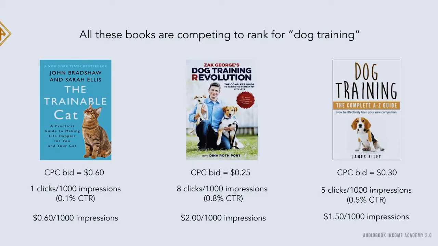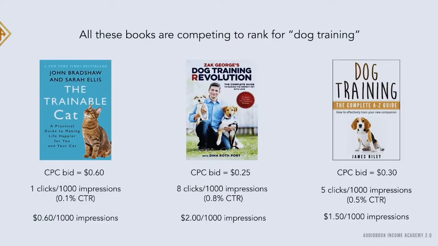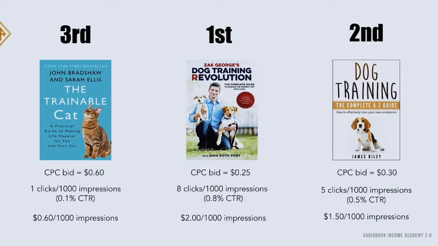So when you look at this and ask yourself what is going to make the most money for Amazon, the answer is the famous dog training book here in the middle. The one that actually had the lowest CPC bid. And it's all because it has by far the highest click-through rate. So in the end, that's the most powerful factor, your click-through rate. And let's show that graphic right there. That's how it's going to look.